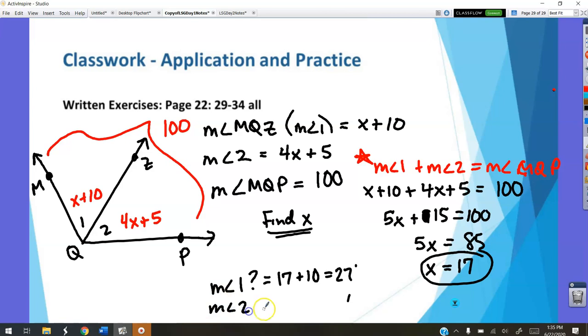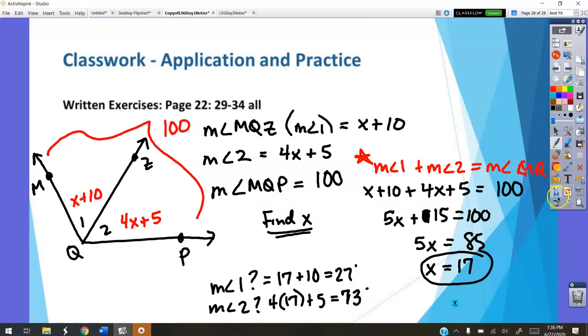And I could do the same thing for angle 2. Measure of angle 2 would be 4 times 17 plus 5. And so in that case, I get 73. Now that you know this is 27 and this is 73, do you think that this ray bisected the big angle? So this one's 27, this one's 73? No, they would have to be equal on either side if it was a bisector. So that's some of the stuff that you can do.